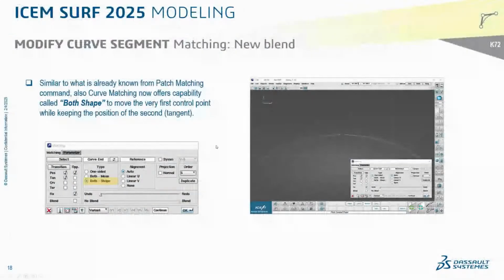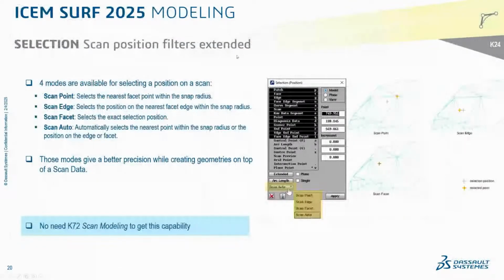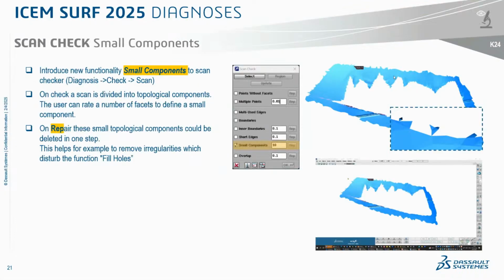Okay, so right. Oh yeah. So for those of you that are doing a lot of work with scans, with scan modeling, previously you could only pick on the points or the edges of the facets. So what we've now done is we've added the ability to pick in the middle of the scan. So this is the middle of the scan facet. So what I recommend is that you switch your selection to scan auto, and basically you can pick anywhere you like on your scan data. So it just makes it a little bit easier to use, improve your workflow.